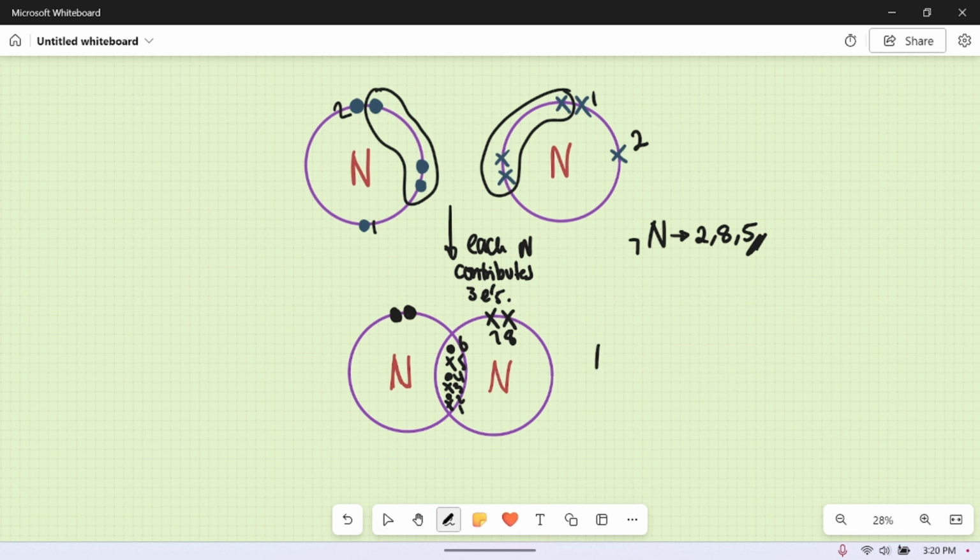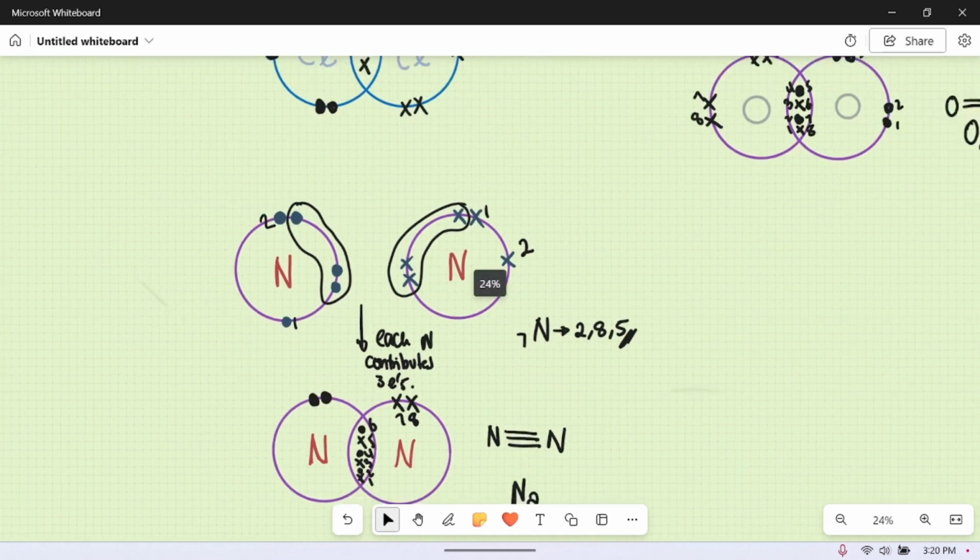And to represent the covalent bonding in nitrogen, because they've both contributed 3 electrons, it's not going to have double, it's not going to have single, it's going to have triple bonding. But it's still going to be written as N2, which a lot of people forget. It is triple bonding because there are 3 electrons shared between these nitrogen atoms. However, there's only 2 nitrogen atoms involved, so it's N2. All right?